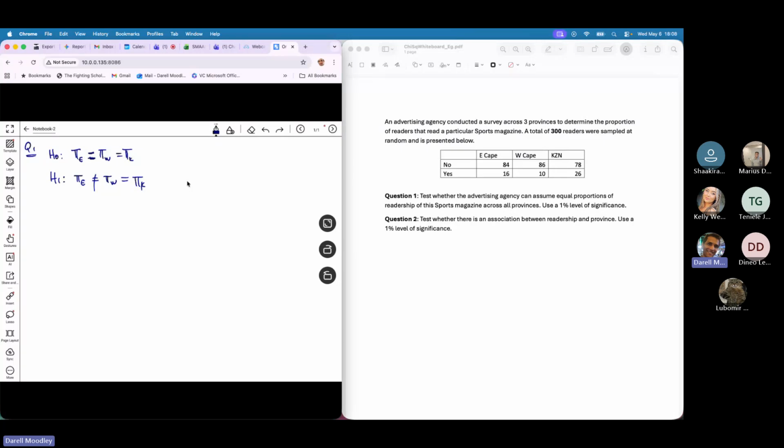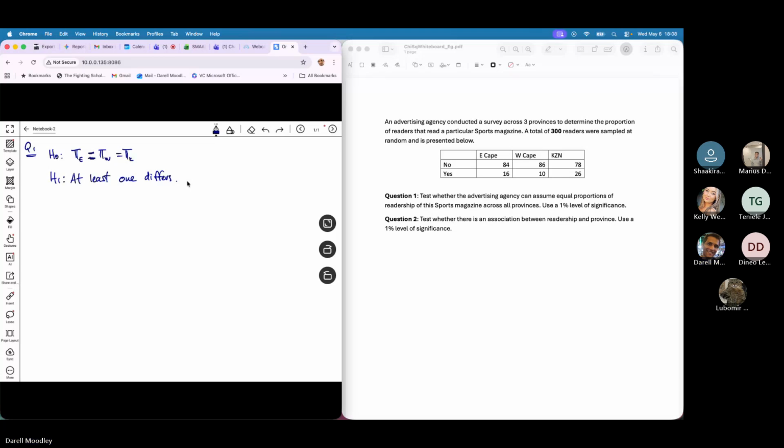So in other words, I don't really have to write mathematically what H1 is. You can write this in words: at least one differs. That's what you would write for H1. Okay, so that is our null hypothesis. We've stated our H naught and H1. So for question 1, this is your step 1.